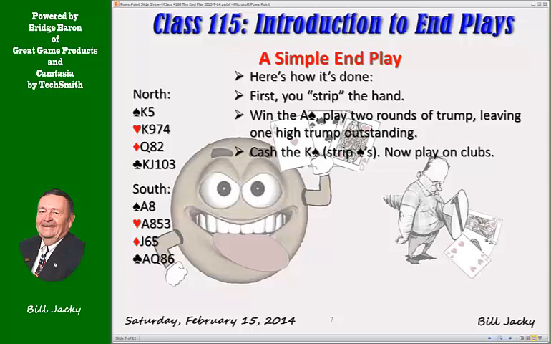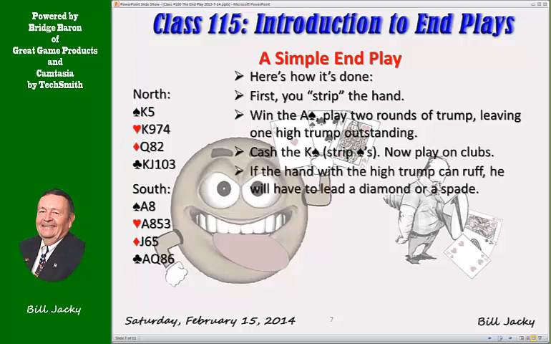That, in effect, eliminates your diamond losers to 2. You have 3 right now. So you strip the hand of spades. Now you play on clubs. You've got 4 rounds of clubs.